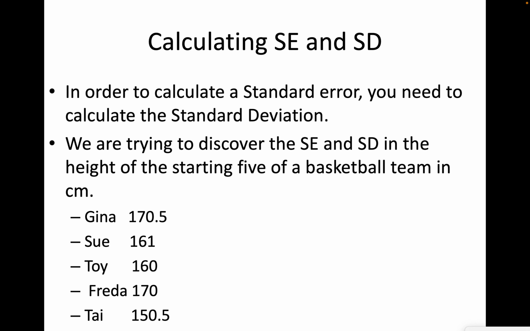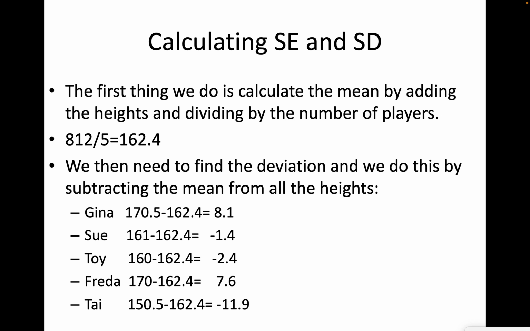In order to calculate standard error, you need to calculate the standard deviation. We are trying to discover the standard error and standard deviation in the height of the starting 5 of a basketball team in centimeters. Gina's 170.5 centimeters, Sue is 161, Toy is 160, Freda is 170, and Ty is 150.5. The first thing we do is calculate the mean by adding the heights and dividing by the number of players.